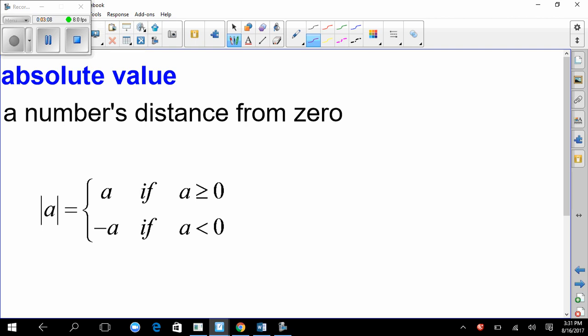Okay, absolute value. I'm going to explain this a little bit, and then we'll do a couple examples. So we all know absolute value always gives you a positive answer. Well, why does it give you a positive answer? Because the definition of absolute value is the distance from 0. So the absolute value of 6 is 6 because it is 6 units from 0. Or the absolute value of -6 is also 6 because -6 is 6 units from 0. It's just to the left in this case.